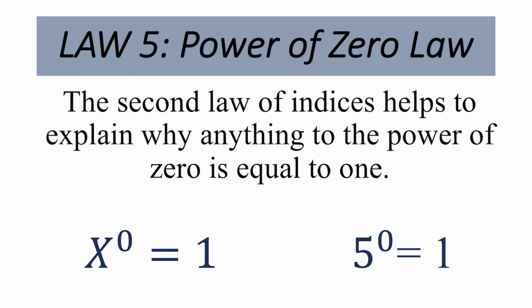Now we're going to look at law number 5, and this is the power of 0 law. The power of 0 law simply states that anything risen to the power of 0 is equal to 1. So we have two examples here. X risen to the power of 0 is equal to 1, and 5 risen to the power of 0 is also equal to 1. Now it doesn't matter if it's a numeral or a variable that is risen to the power of 0, they are both equal to 1. Here's an example or proof as to why this is so.